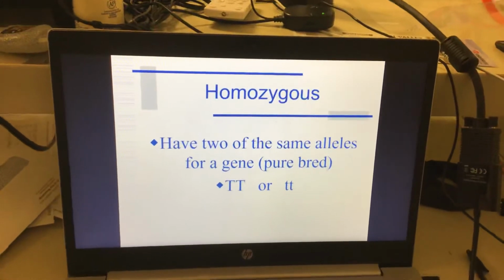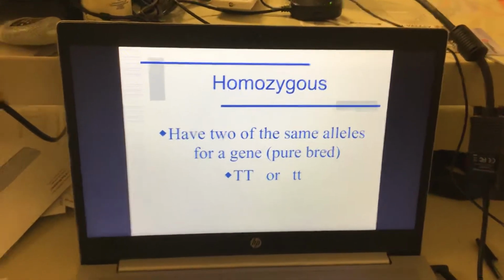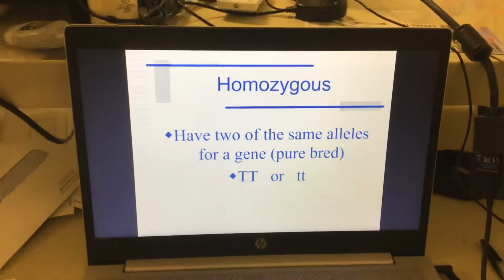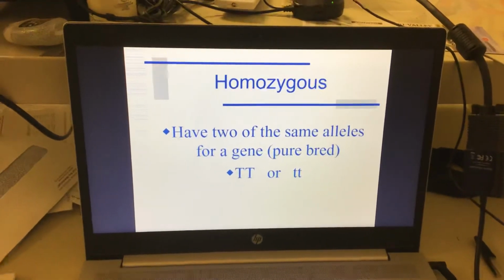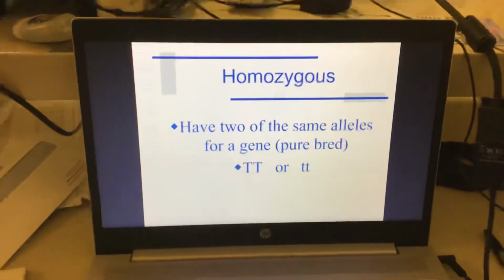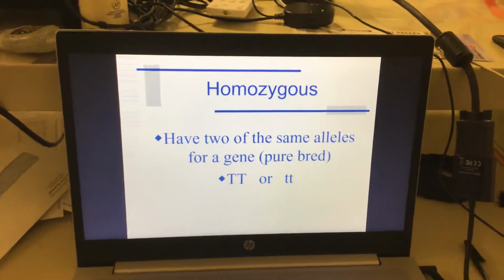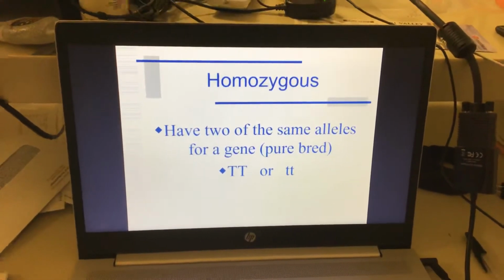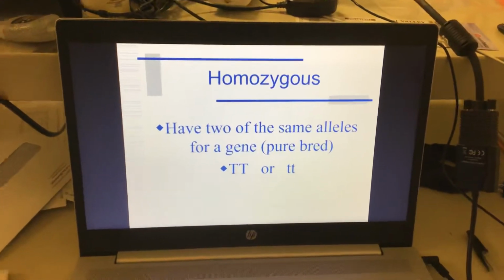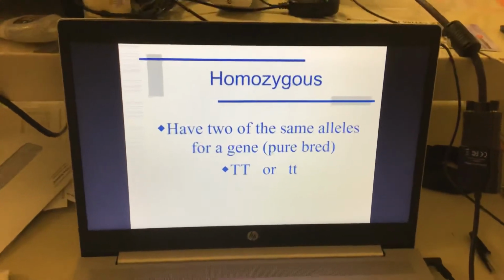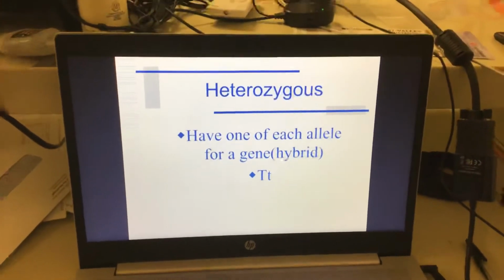Some of you may have pets or livestock that are purebred. If I have a dog, both of my dogs are purebred Great Danes. That means that their mom was a Great Dane, and their dad also was a Great Dane. They are purebred. So they have the same type of genes. They are homozygous. We're going to use this term a lot.